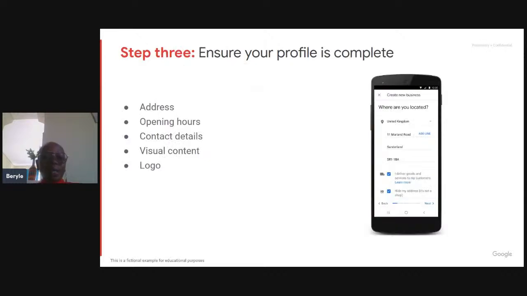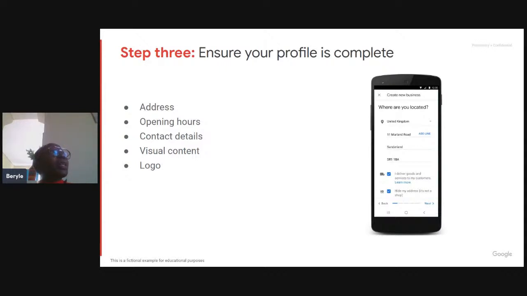The third thing, remember there are 4 steps, is you need to ensure your profile is complete. This is in terms of the address, the opening hours, the contact details, the visual content, and the logo. Remember I said if you don't have a logo, you can try and use Canva to come up with your own logo. It's really important for a business to have a logo.